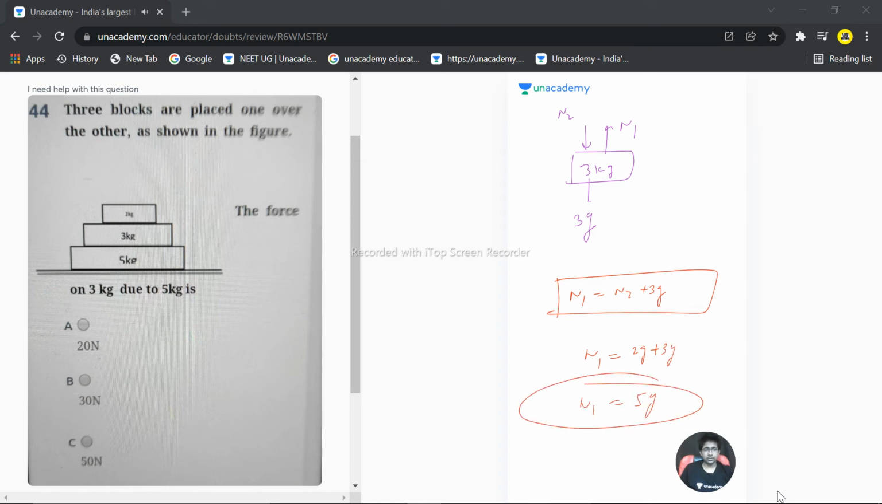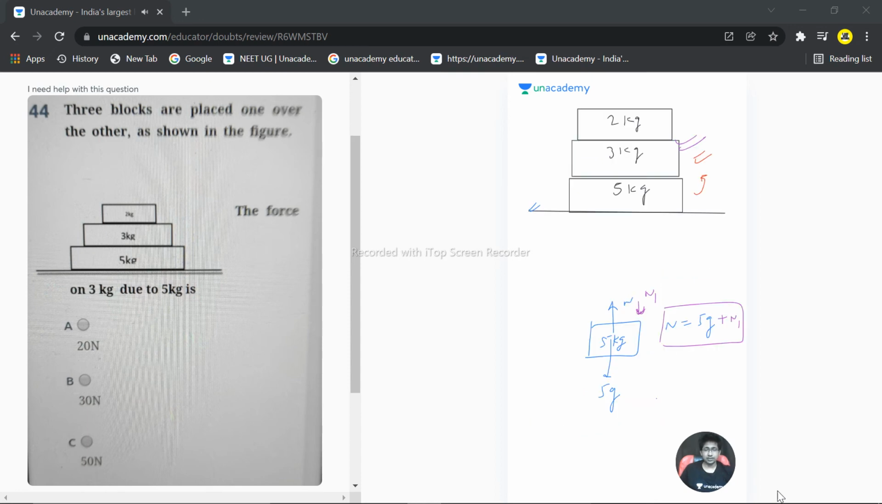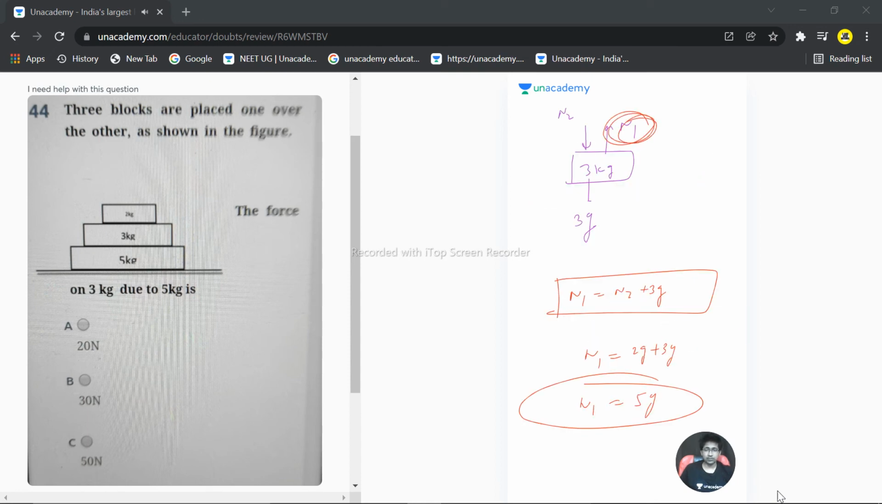What we need to calculate is the force on the 3 kilogram block due to the 5 kilogram block. How much force is acting because of the 5 kg? The 5 kg is exerting the force, that is this n1. What is the value of n1 we are getting? That is 5g. 5g means 5 into 10, so this becomes 50 Newton.